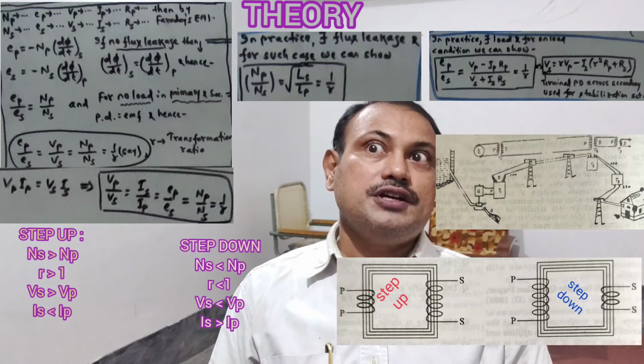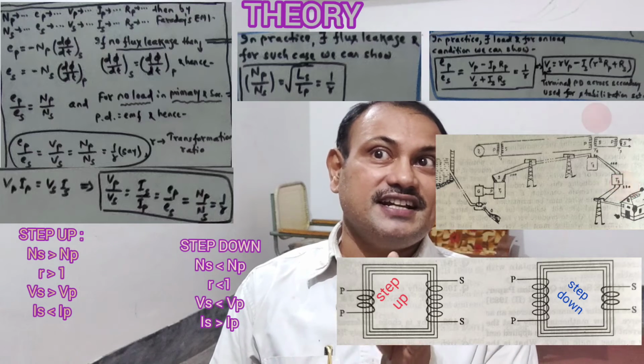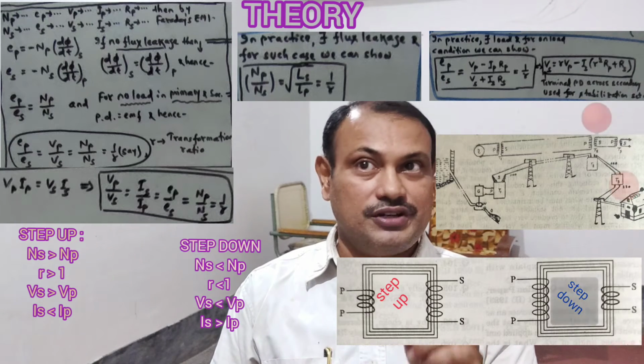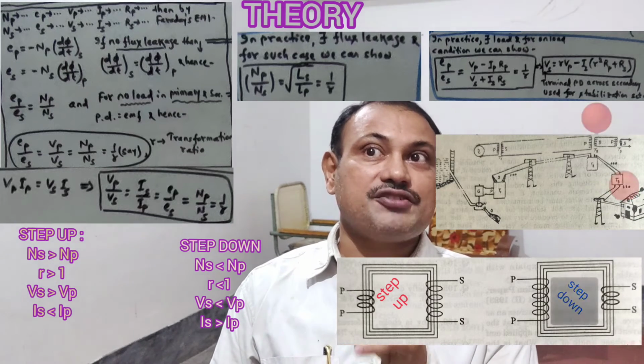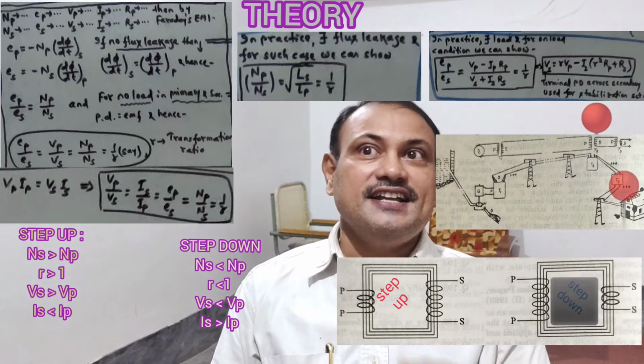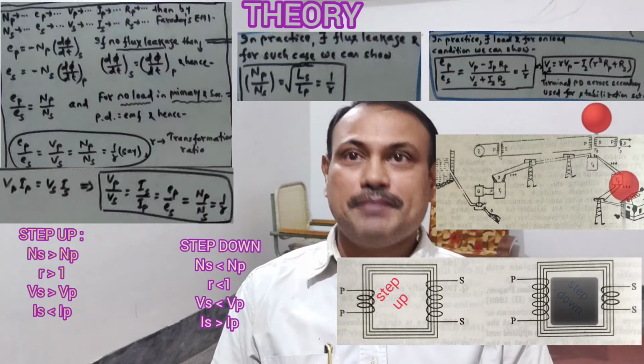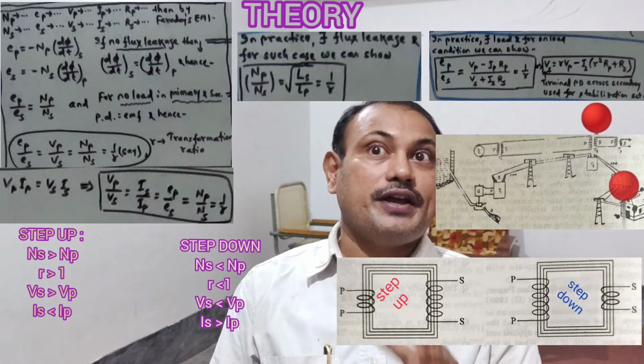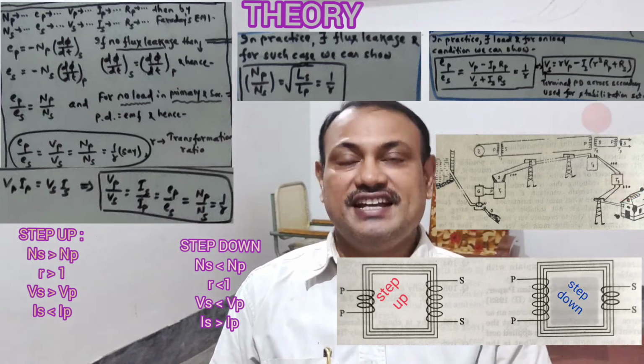And for step down, reverse is the case, that is the number of turns in secondary is less than number of turns in primary, turn ratio less than 1, and potential across secondary is less than potential in primary, and current in secondary is more than the current in primary. And this is the case where voltage decreases and current increases.